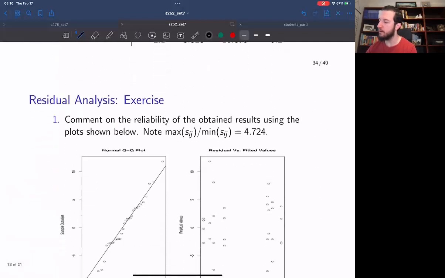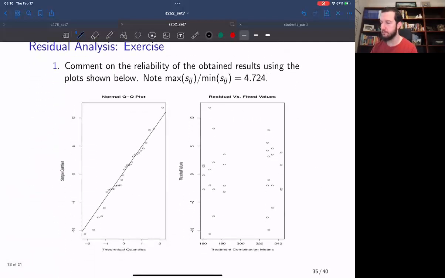Now, in terms of utilizing the residuals, it's not very different from what we had done before. So we would create a QQ plot. This QQ plot, or normal probability plot, is showing all of the residual values against the quantiles of the normal. So it's one point for every normal quantile. And then in the second plot, we have a residual versus fitted value chart. This would be the same thing as doing a box plot of each of the treatment combinations.